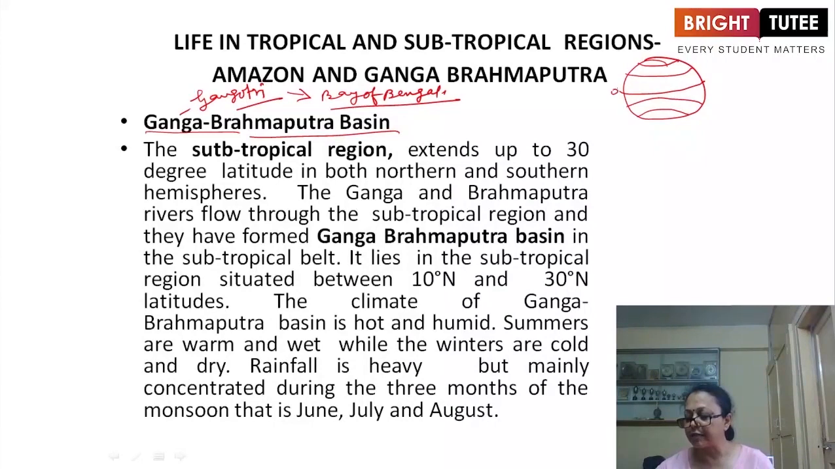This is 0 degree equator. This is the equator. This is 23 and half degree south, and this is 66 and half degree south. In the same way, it is 23 and half degree north, and this line is 66 and half degree north. So the region between this is known as subtropical region.